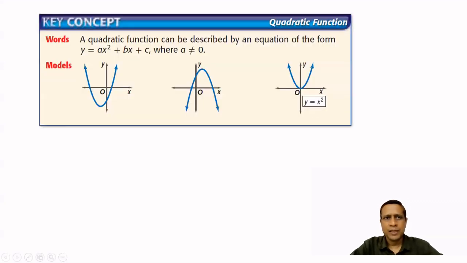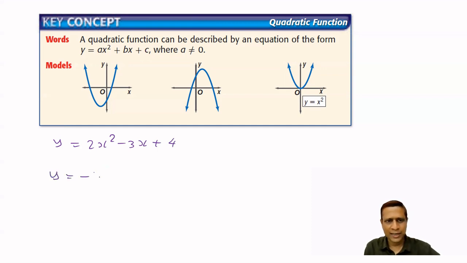Now, key concept. What is quadratic function? Any function of the form y = ax² + bx + c is known as quadratic function. Here a cannot be 0. For example, I have y = 2x² - 3x + 4. So this is quadratic function.